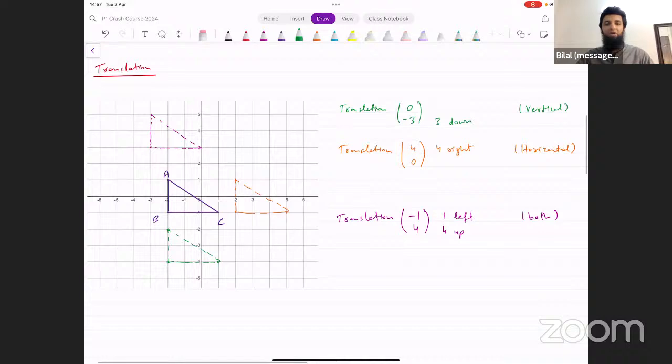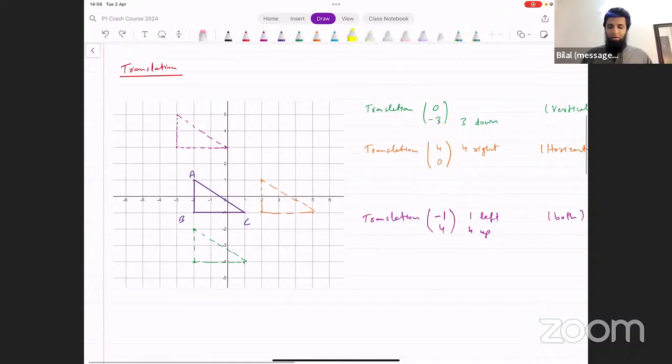Now in translation, how do you describe a translation? In order to describe a translation, you have to make sure that you always write a vector. Always write a vector like this. You cannot describe this in words. You can't say that the diagram is moving this many units left or this many units up or down. It's necessary for you to write down the vector. Otherwise, you will not get marks for describing the transformation. You always have to write down the translation vector. That's always necessary. Okay? So that's about translation.